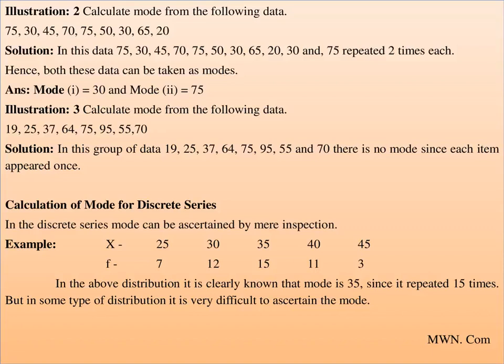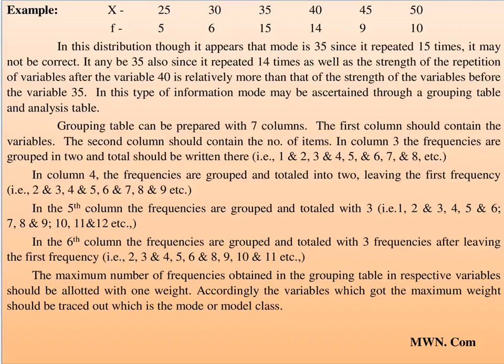Then we are going to study mode for the discrete series. In the discrete series, the variables are there and the frequencies are also there. You find x and f. Here in this series, frequency 15 is the highest one, hence 35 is considered to be the mode of the distribution.